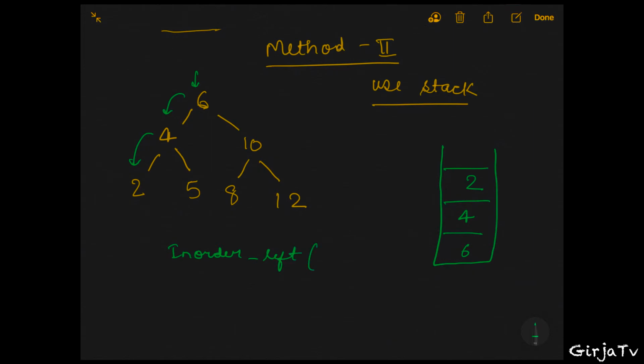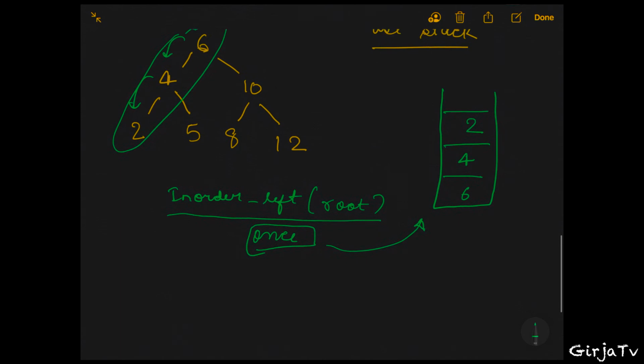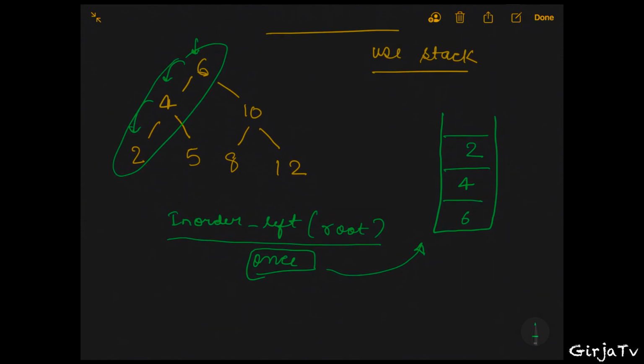This function will take the root or any value which is coming from the stack. But since this will be called only once, because all the left values will be stored in a stack, what we are going to do is pop an element from the stack, like we will be popping 2 from the stack, and check if this node has a right child or not.